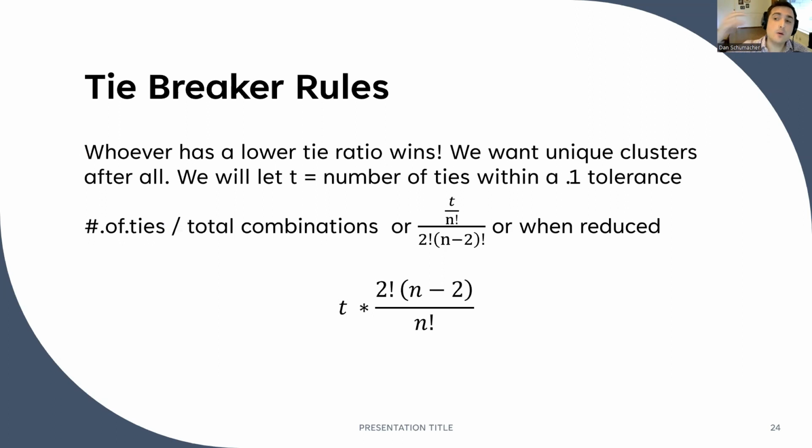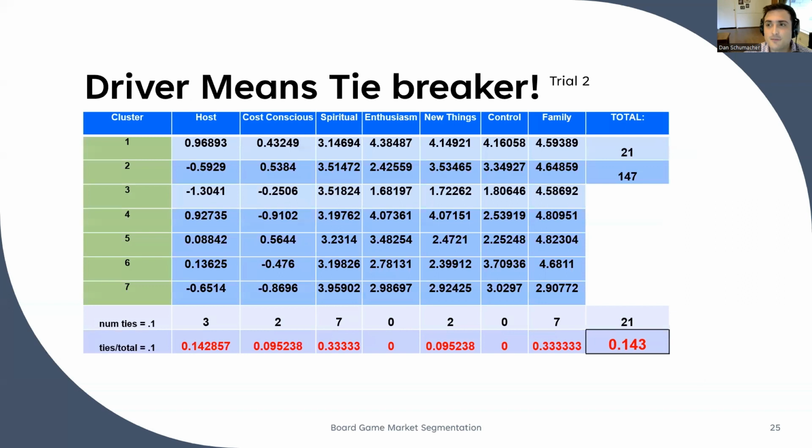So how do we know whether trial 2 or trial 3 is a better model? We can do that by calculating the number of ties and dividing it by the total number of combinations. Here's the formula to do that. But if that's confusing, we have a chart right here. So in the host column, you can see that cluster 5 and cluster 6 are considered tied because they're less than 0.1 distance between the two of them. And this whole column contains 3 ties.